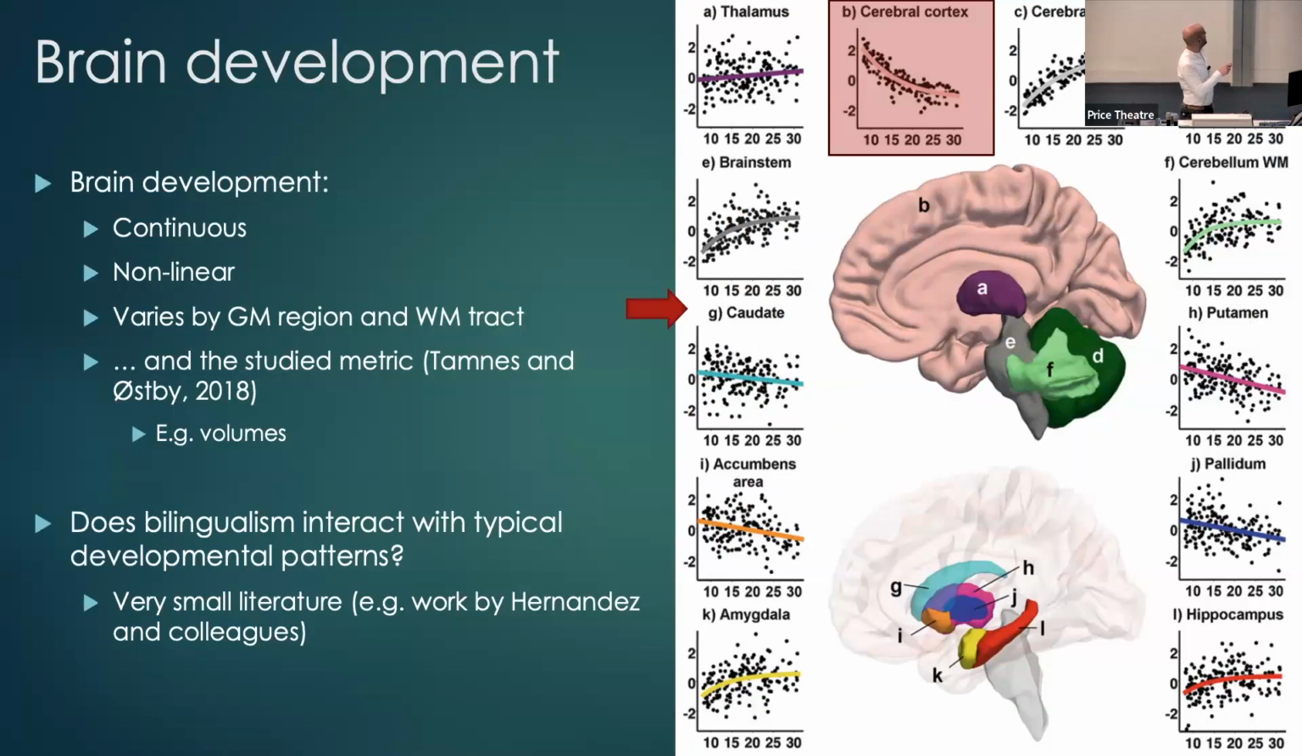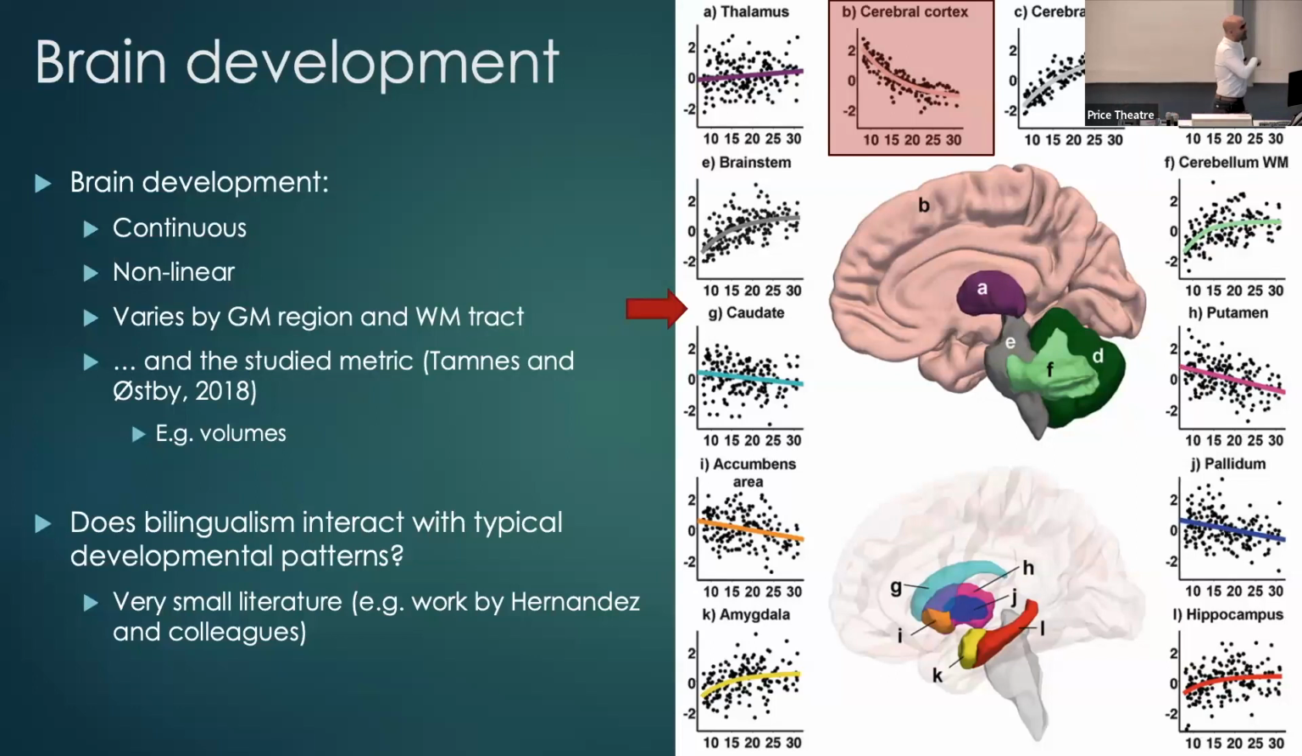The surface of the brain that we know starts growing in thickness up until the age of 10, and then it starts thinning down again, right? So this is what you see here, a thinning of the cortex as you get from the age of 10 to the age of 30. So the question is, does the bilingual experience interact with these patterns?